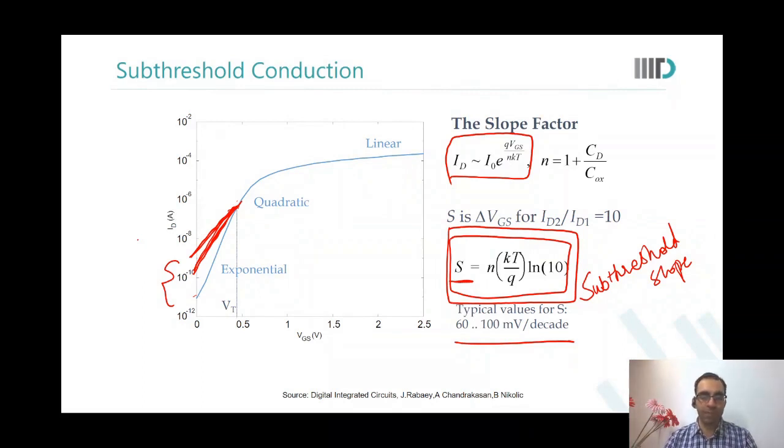Excuse me, sir. Yes. So I still didn't get why we are having a quadratic behavior and then a linear behavior. Now, are we operating in the saturation region in both? Yeah. So what happens?